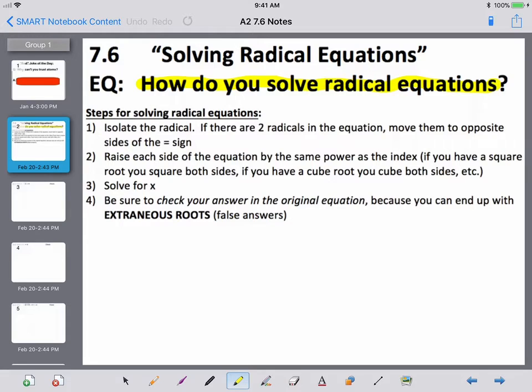Well, there's 4 steps here. The first thing we need to do is isolate the radical, or get it by itself. Once you do that, you just raise each side of the equation by the same power as your index. For example, if you have a square root, you're going to square both sides. If you have a cube root, you're going to cube both sides, and so on. Lastly, you're going to solve for x just like you normally would. And then to finish off, you want to make sure that you check your answer, because sometimes in radical equations, we get what are called extraneous roots or false answers.